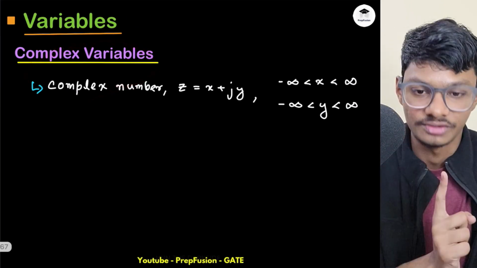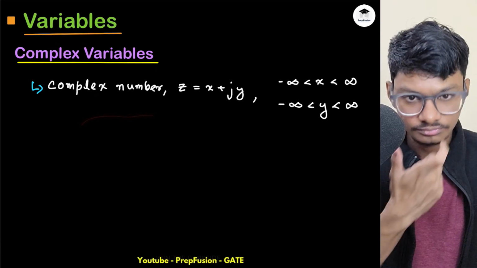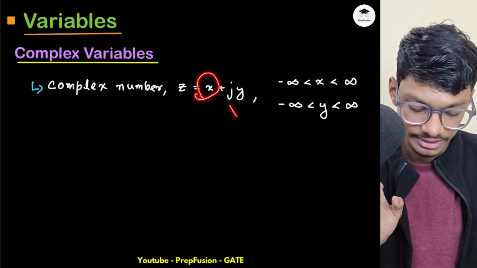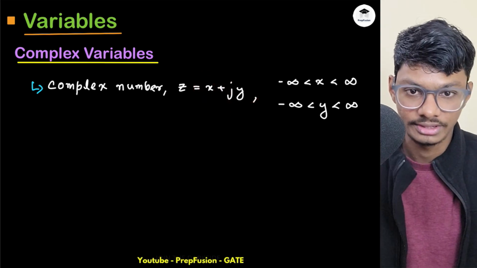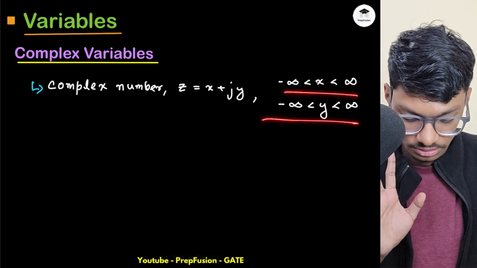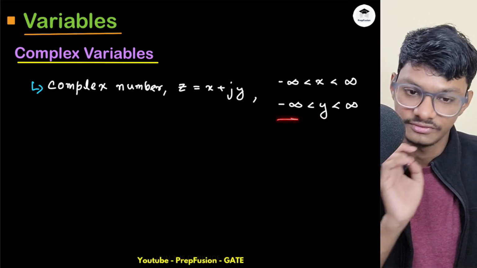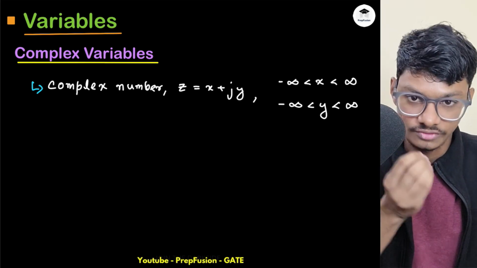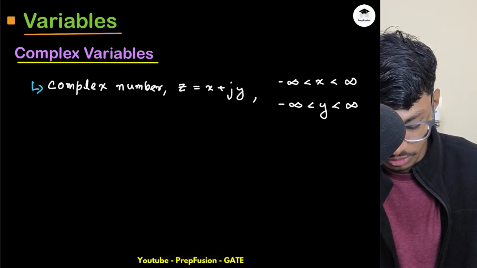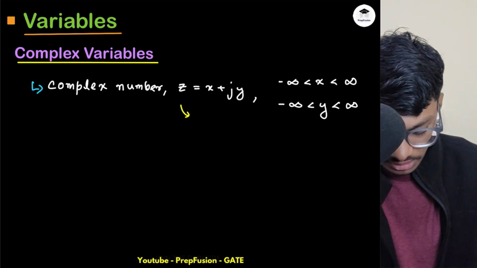Now what are complex variables? Complex variables are complex numbers, where we have a real component and an imaginary component, a combination of both. Here also x is varying from minus infinity to plus infinity, and y is also varying from minus infinity to plus infinity. But z is a complex variable. It is very important to understand that z will be a complex variable.